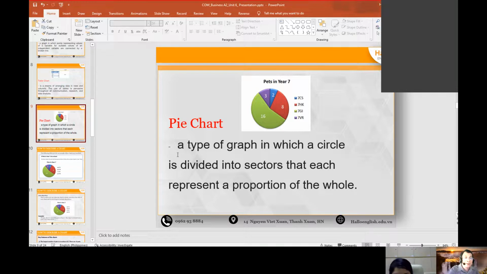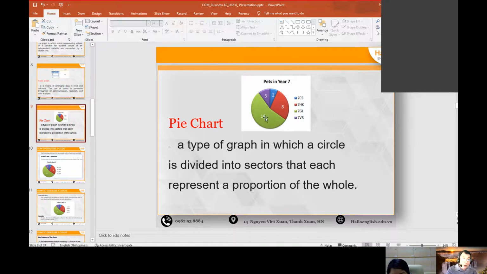Pie graph, a type of graph in which a circle is divided into sectors that represent a proportion of the whole. Okay. So that means, as you can see in here, there would be its proportions.